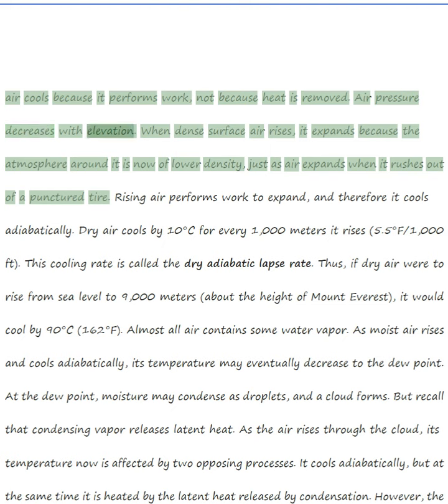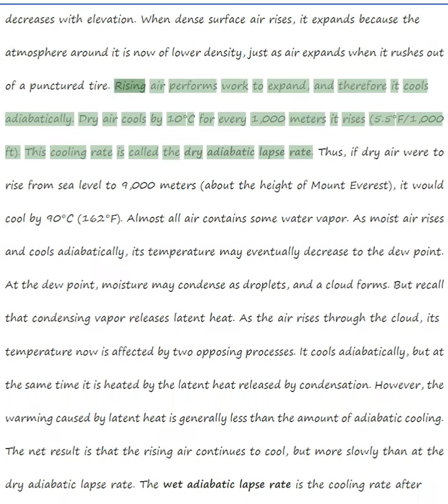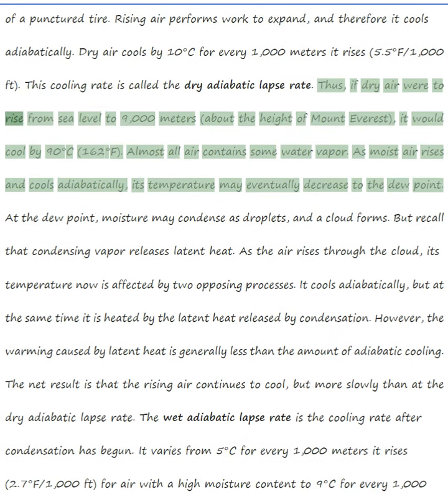Air pressure decreases with elevation. When dense surface air rises, it expands because the atmosphere around it is now of lower density, just as air expands when it rushes out of a punctured tire. Rising air performs work to expand, and therefore it cools adiabatically. Dry air cools by 10 degrees Celsius for every 1,000 meters it rises. This cooling rate is called the dry adiabatic lapse rate. Thus, if dry air were to rise from sea level to 9,000 meters, it would cool by 90 degrees Celsius.